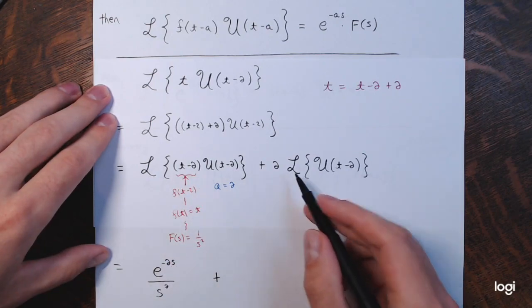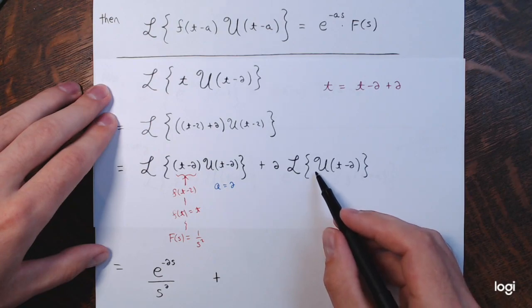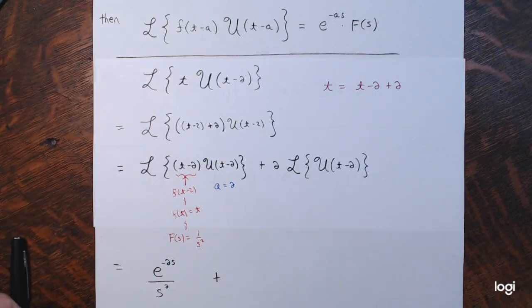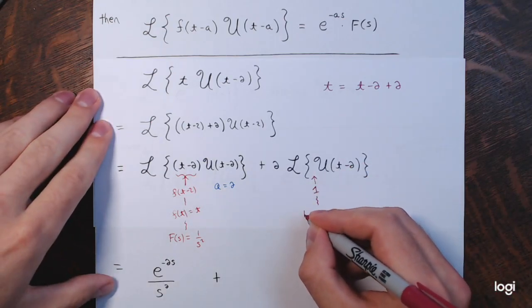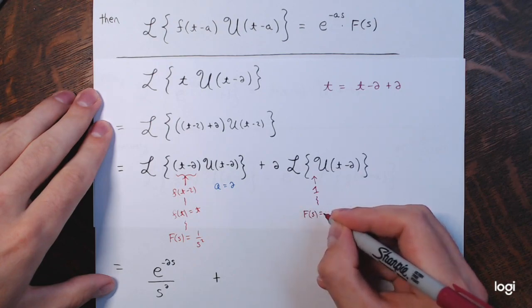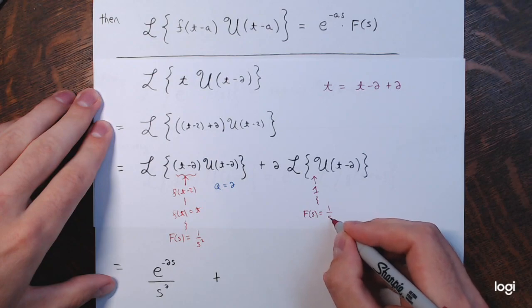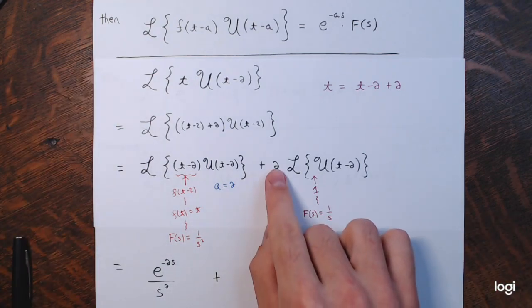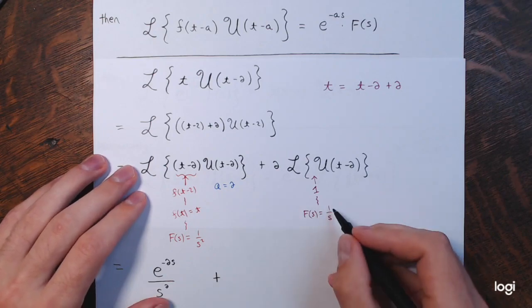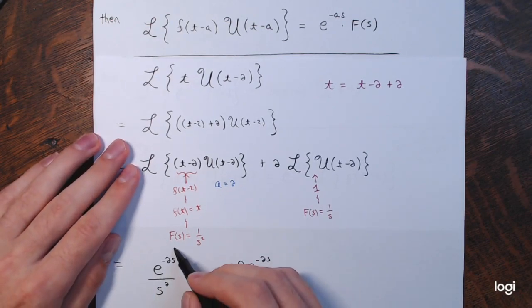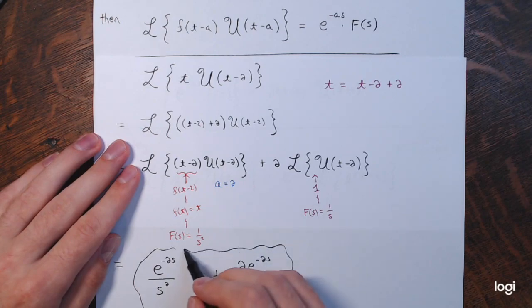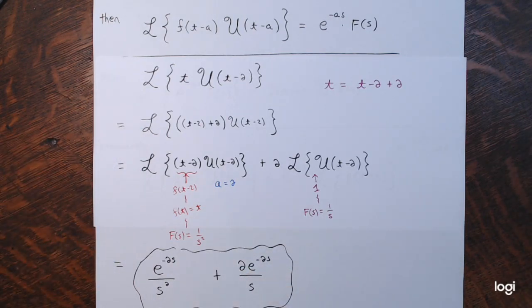Then we have plus, and then here the function is just 1, right? Here the function is just 1, and we know the Laplace transform of that is just 1 over s. And don't forget the times 2 out front there. So I got 2 times 1 over s times e to the negative 2s. So 2 e to the negative 2s over s. And there we go. And if you want to put those together with a common denominator, you can. But it's not necessary.